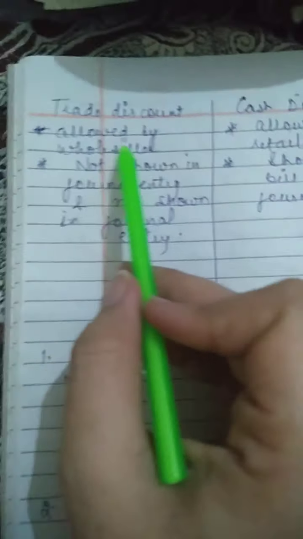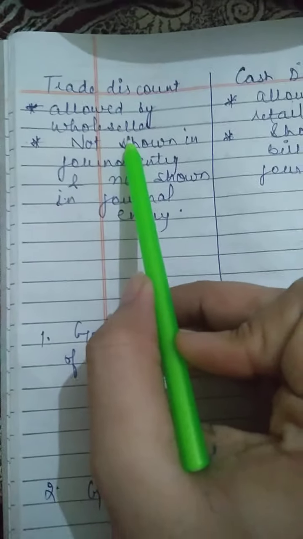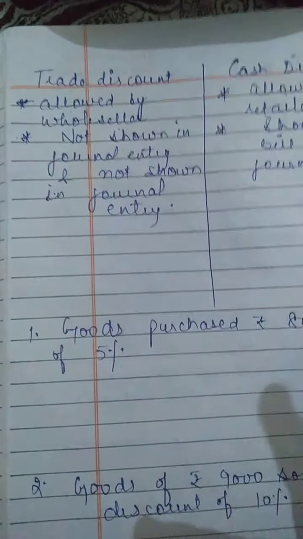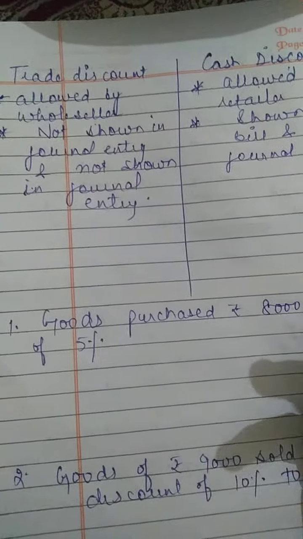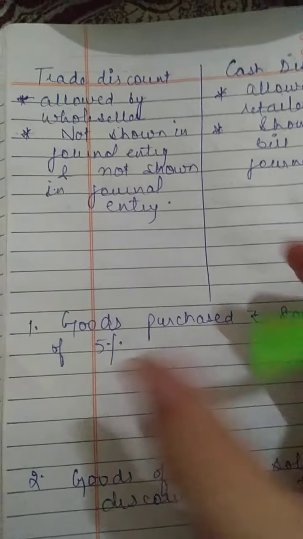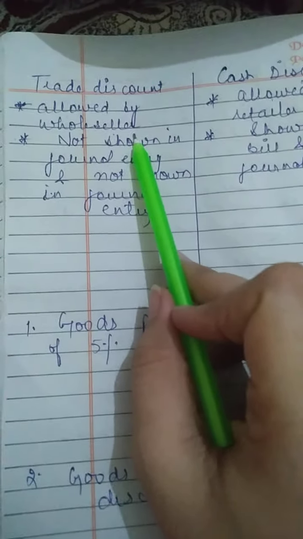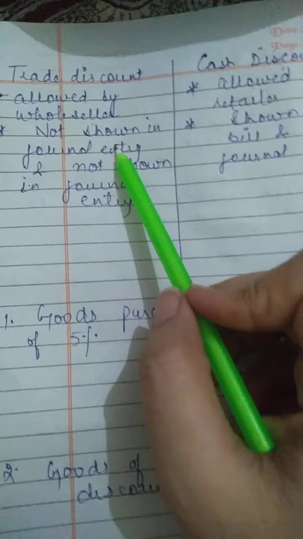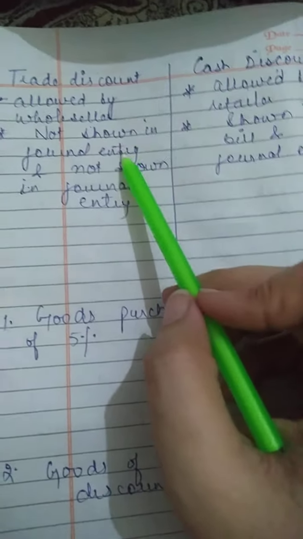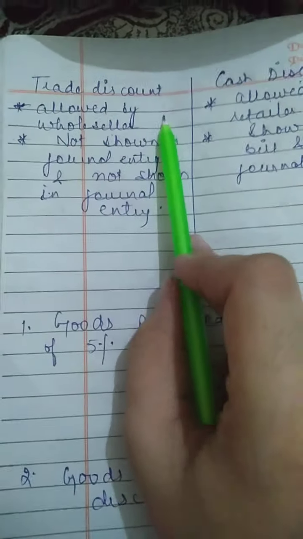Okay, now next, see our next topic is trade discount and cash discount. Trade discount is the discount that is allowed by a wholesaler when we are purchasing bulk quantity of things from him. If I have gone to a wholesaler to purchase something, and I am purchasing that in bulk quantity, then he can allow me some discount. That discount is called trade discount.